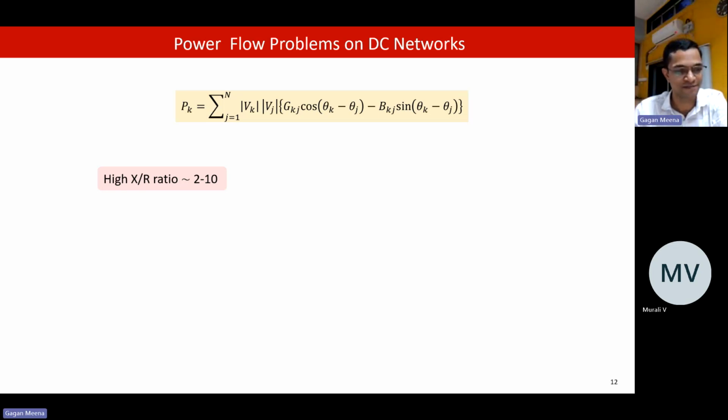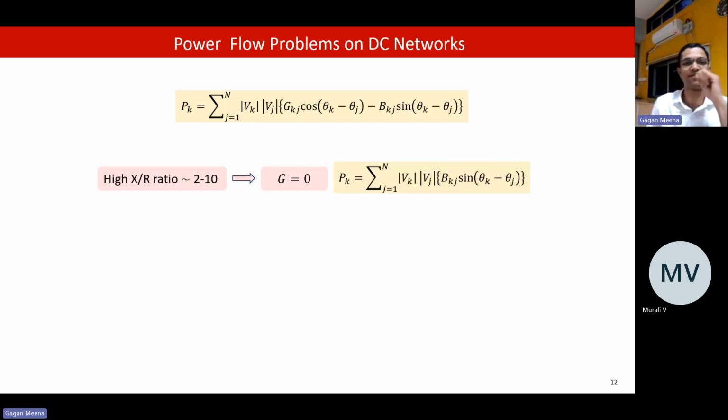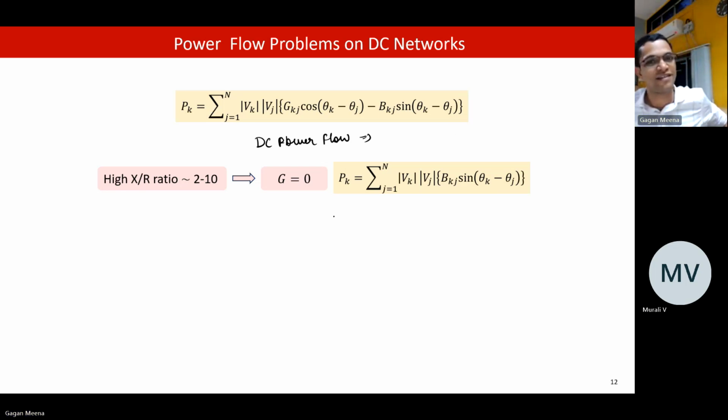Now we are moving to the DC part. For DC, we are assuming these things. Actually, the DC power flow is coming from the fast decoupled only. Where we stopped in fast decoupled, from there we can go to DC power flow.